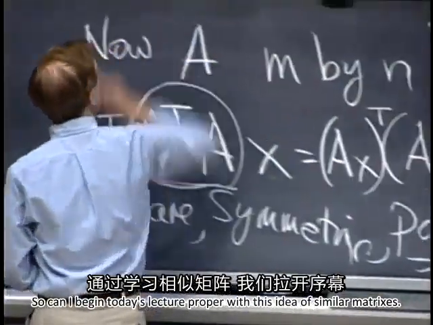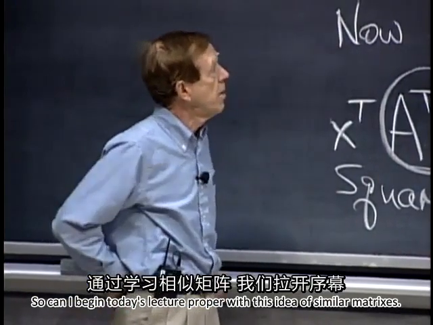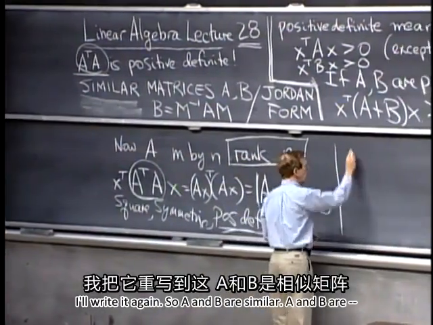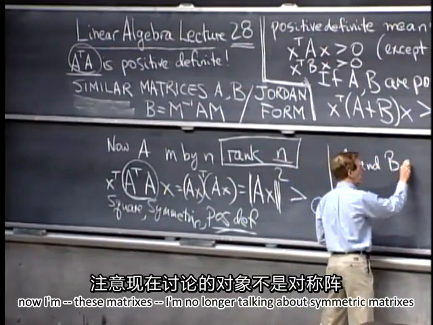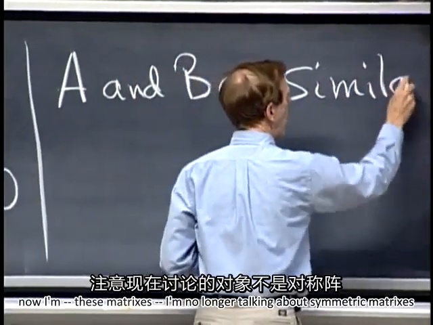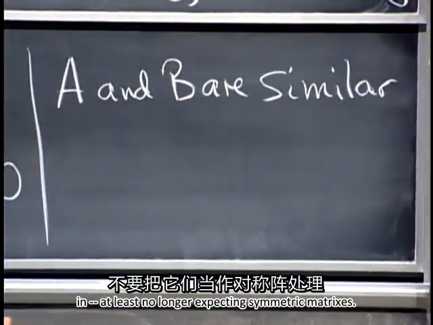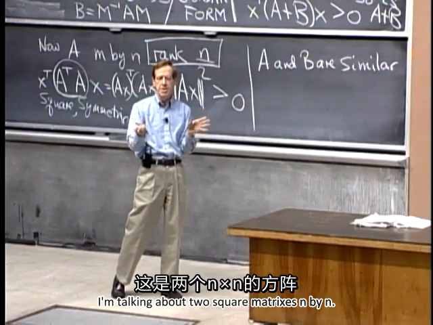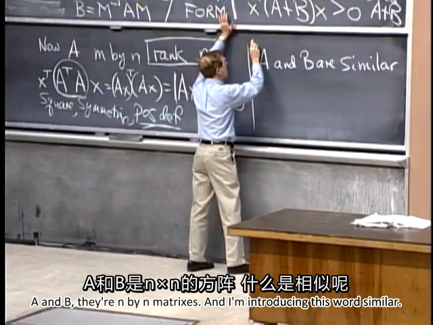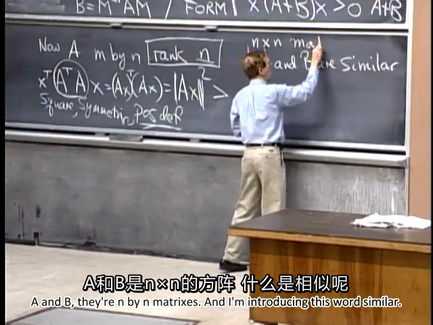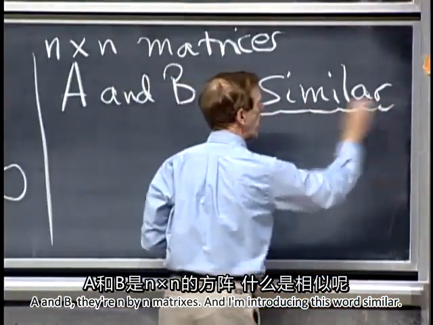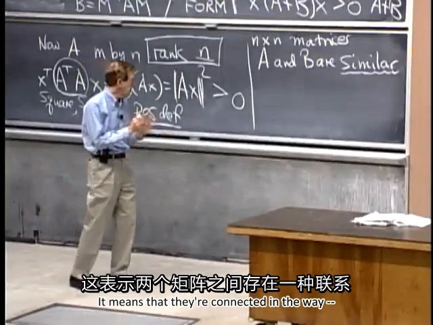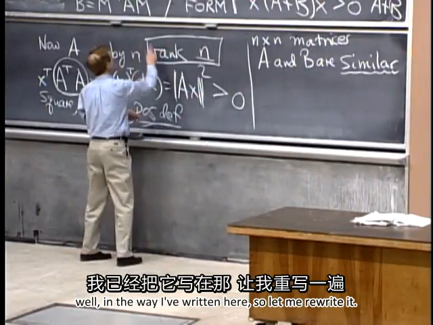Okay, so can I begin today's lecture proper with this idea of similar matrices? This is what similar matrices mean. So here, let's start again. I'll write it again. So A and B are similar. Now these matrices, I'm no longer talking about symmetric matrices. At least no longer expecting symmetric matrices. I'm talking about two square matrices, n by n. A and B, they're n by n matrices. And I'm introducing this word similar. So I'm going to say, what does it mean? It means that they're connected in the way I've written here, so let me rewrite it.